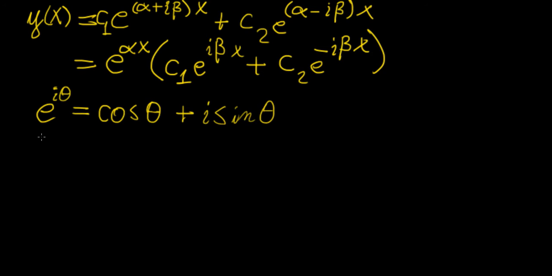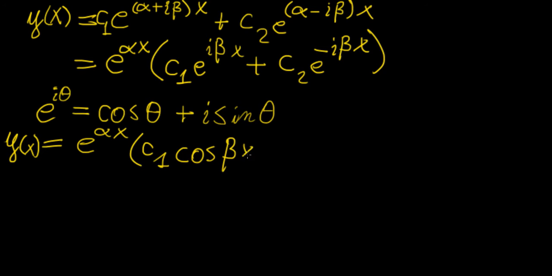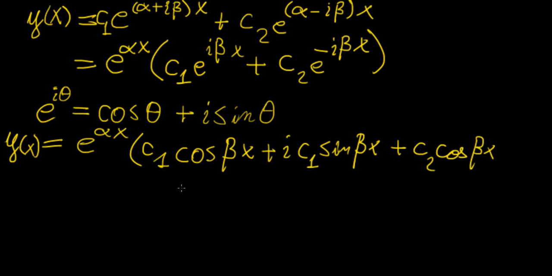So if we make that substitution here, what are we going to get? We're going to get e to the alpha x. So this is going to be y of x. So this is going to be c1 cosine of beta x plus i c1 sine beta x plus c2 cosine beta x minus i c2 sine beta x. And the reason we have a minus here is because when you have a minus here, you can imagine that the imaginary part is going to become negative. So that's what we have here.